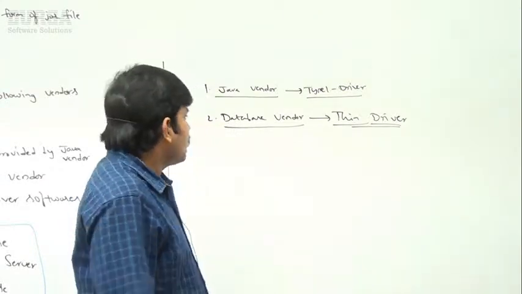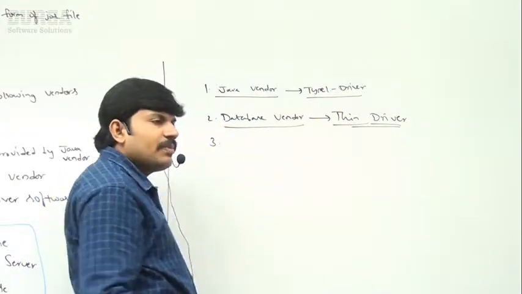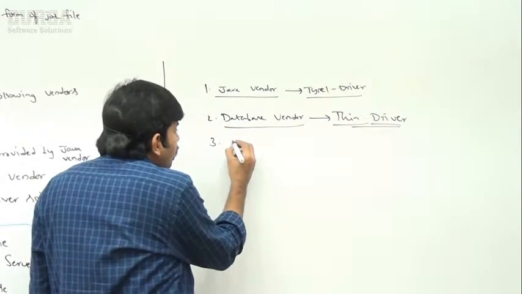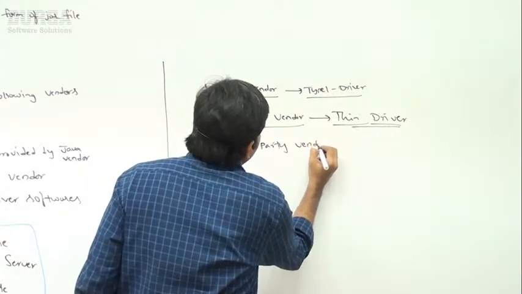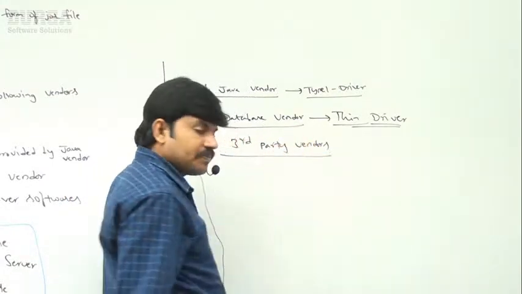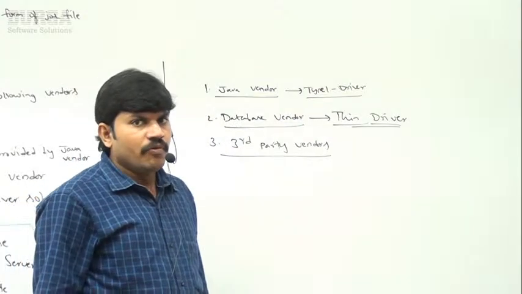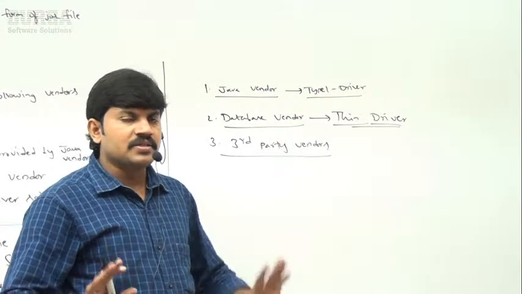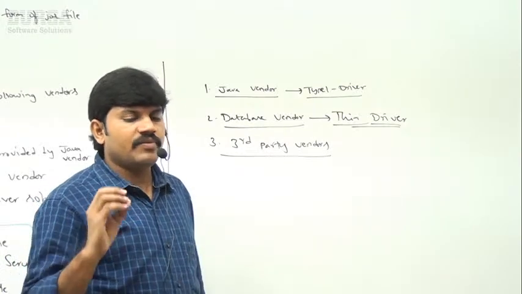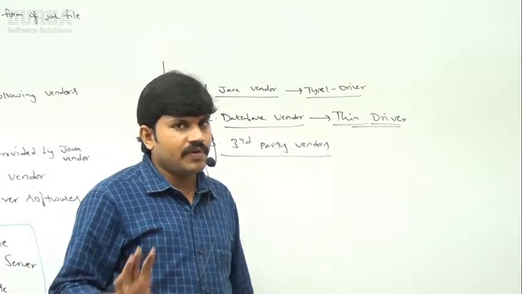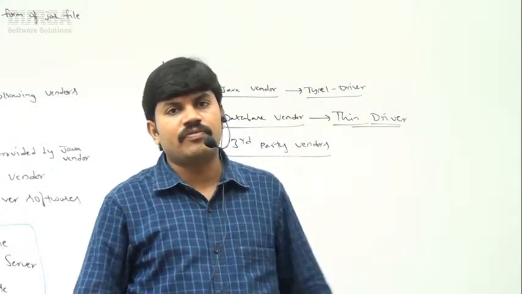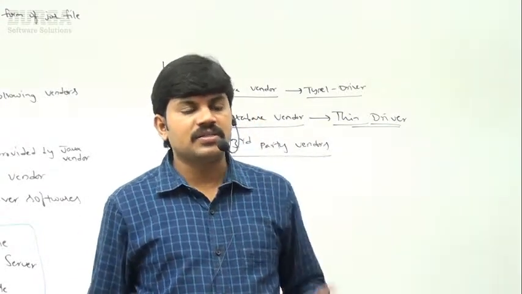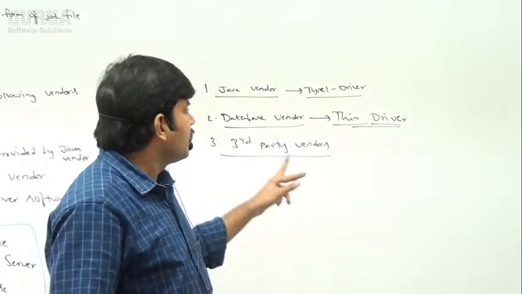Next, sometimes a bit rare, third party vendors also will provide driver softwares, right? Then immediately you may ask, sir, what is the third party vendor? I will discuss. But as of now, just observe. Driver software is usually available in the form of jar files. Next, who is responsible to provide driver softwares, right? Three types of vendors: Java vendor, database vendor, third party vendor.